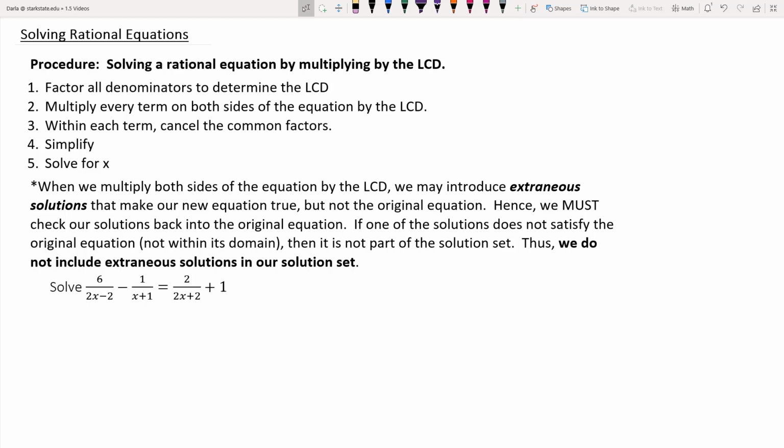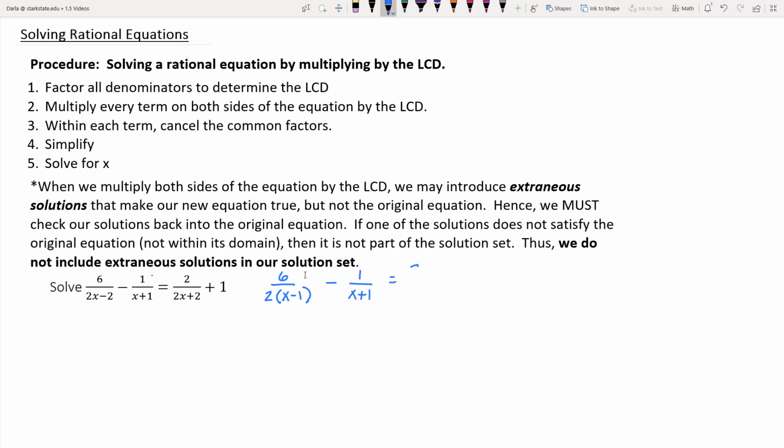We're going to go ahead and take a look at another example for solving rational equations. Before we do that, we need to factor our equation down, so basically factor our denominators. For this first denominator, we can pull out a GCF of 2, which would leave us x minus 1 for the other factor. The second rational expression, the denominator is x plus 1, so that's not going to factor anymore.